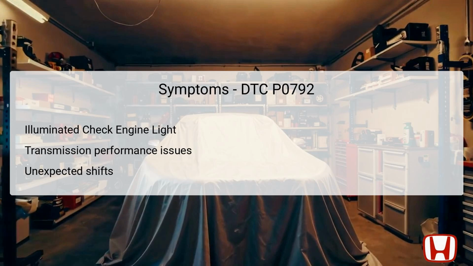Drivers may also experience noticeable transmission performance issues such as unresponsive acceleration, erratic shifts, or inappropriate gear changes. These symptoms are indicative of improper readings from the intermediate shaft speed sensor, which interferes with the PCM's ability to control transmission operation effectively. Additionally, unexpected shifts or a sudden change in engine RPM can be a manifestation of this trouble code, significantly impacting driving comfort and performance. Recognizing these symptoms early can prevent further damage and facilitate timely repairs.